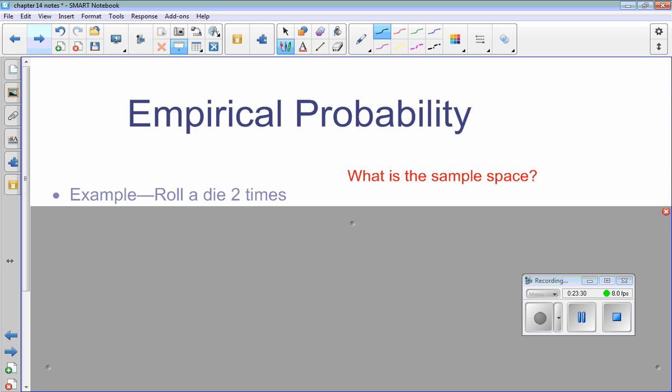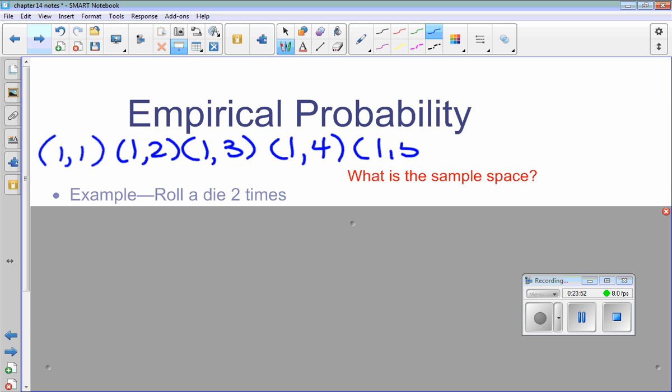Go ahead. So you have 1 and 1, 1 and 2, 1 and 3. You can have a 1 and a 1. I'm going to write it in order here, just to separate it. You can have a 1 and a 2, a 1 and a 3, a 1 and a 4, a 1 and a 5, a 1 and a 6. Is it all of them? No. Now I have to go to 2, right? I had to list them all, wouldn't you say?